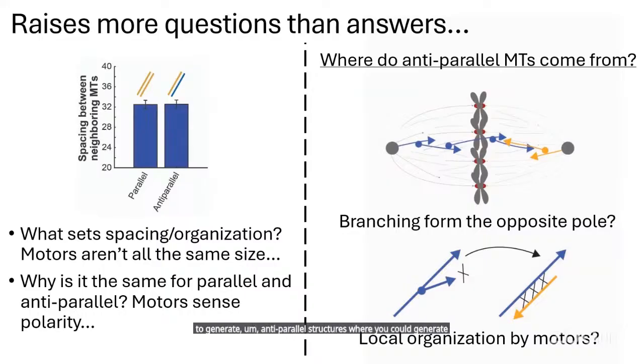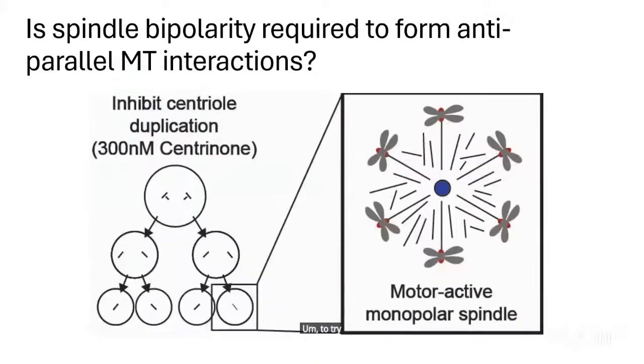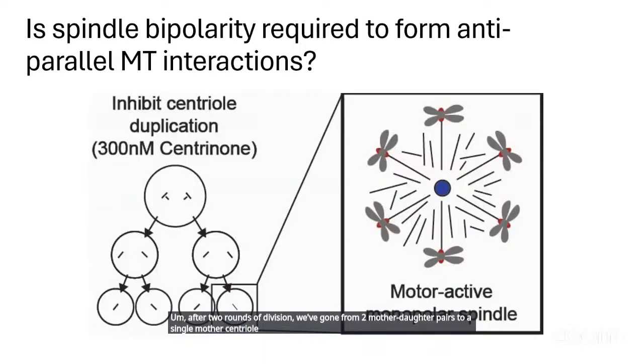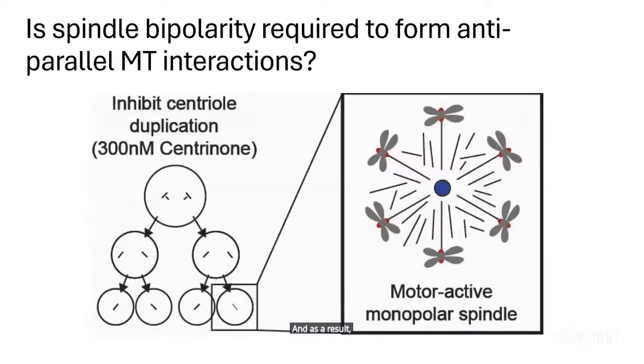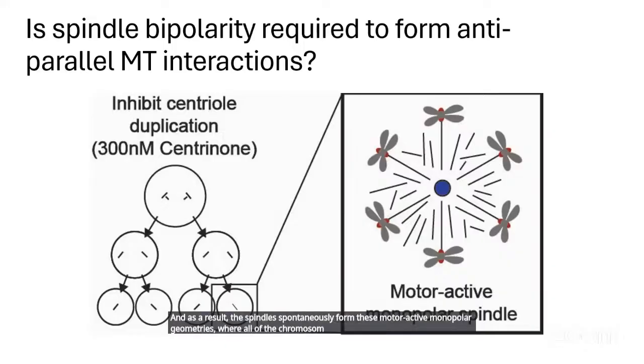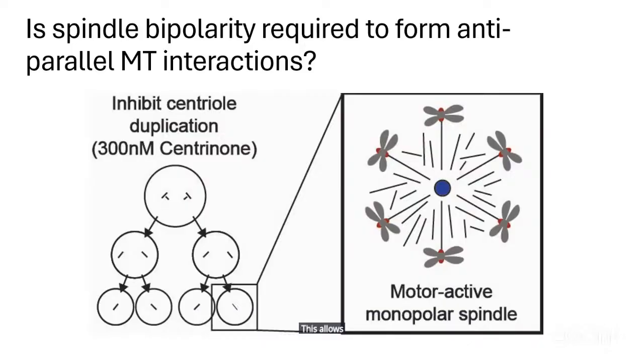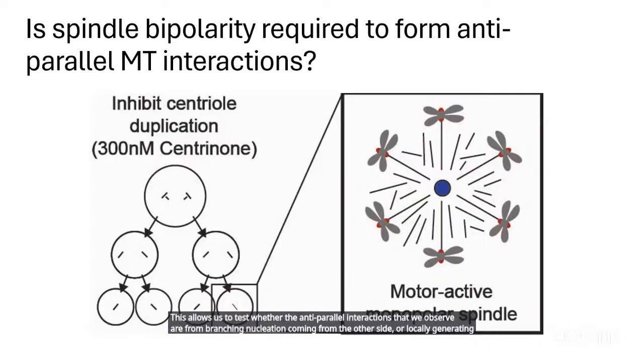To try and answer these questions, we did a perturbation experiment where we inhibited duplication of the centrosomes. And 48 hours later, after 2 rounds of division, we've gone from 2 mother-daughter pairs to a single mother centriole in each spindle. And as a result, the spindles spontaneously form these motor-active monopolar geometries where all of the chromosomes are on the outside surrounding a single pole. This allows us to test whether the anti-parallel interactions that we observe are from branching nucleation coming from the other side or locally generated, because we physically remove the other pole that could potentially be the source.